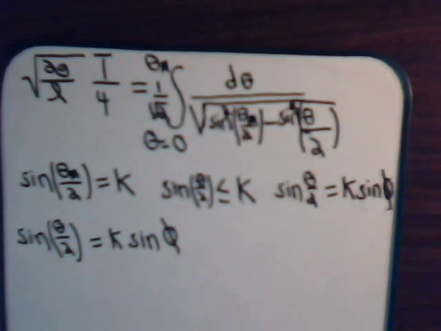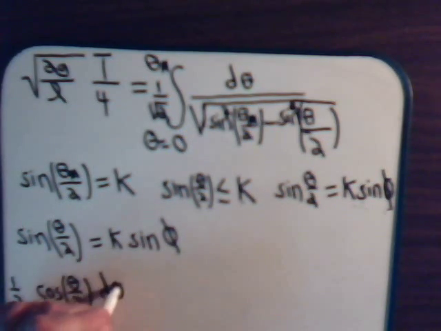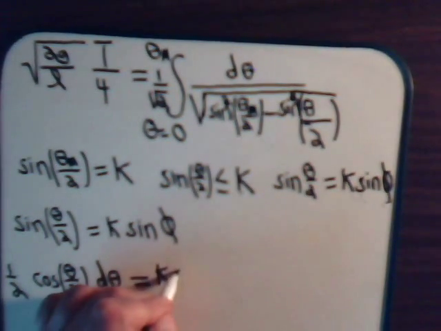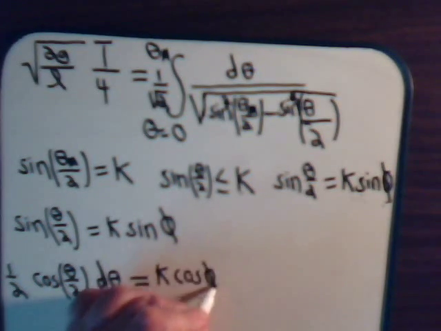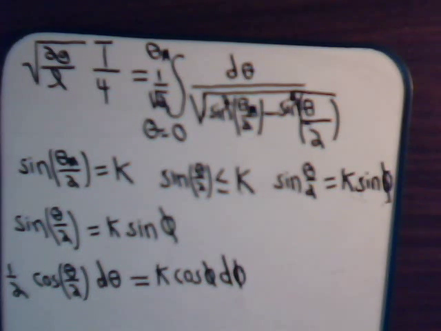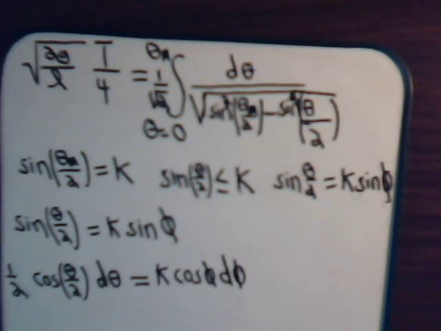Now we take derivatives on both sides. The derivative of the sine is the cosine, so we'll have the cosine of theta over 2 times the derivative of this with respect to theta, that will be 1/2 d theta, and that will equal k times the cosine of psi d psi. Now what we want to do is replace d theta so that it's expressed entirely in terms of our new substitution here, psi.